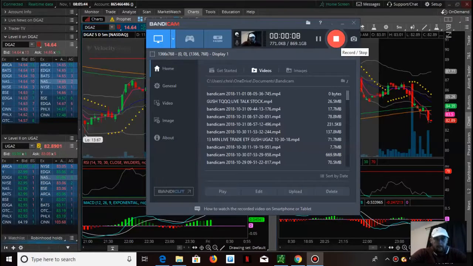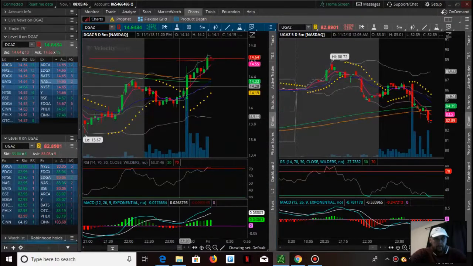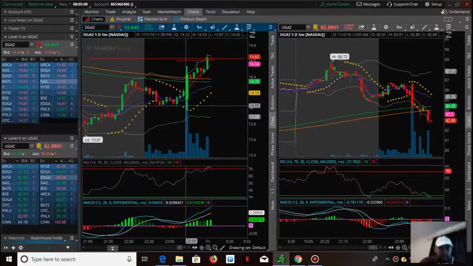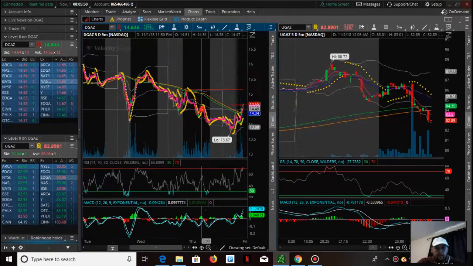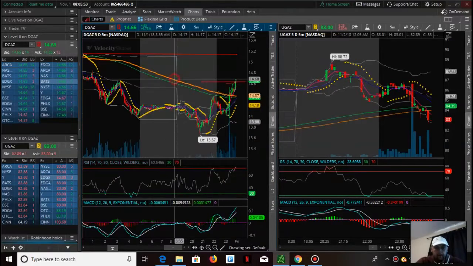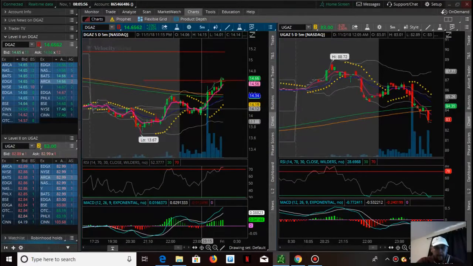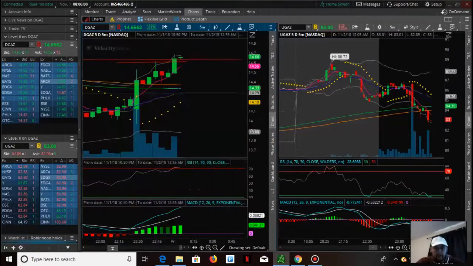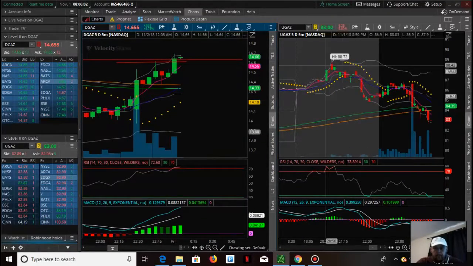Alright, today we took a position in DGAZ. DGAZ right here is currently in an uptrend. We got in right here at 14.12, pushing our way up. So yeah, we're just in an upward pattern.